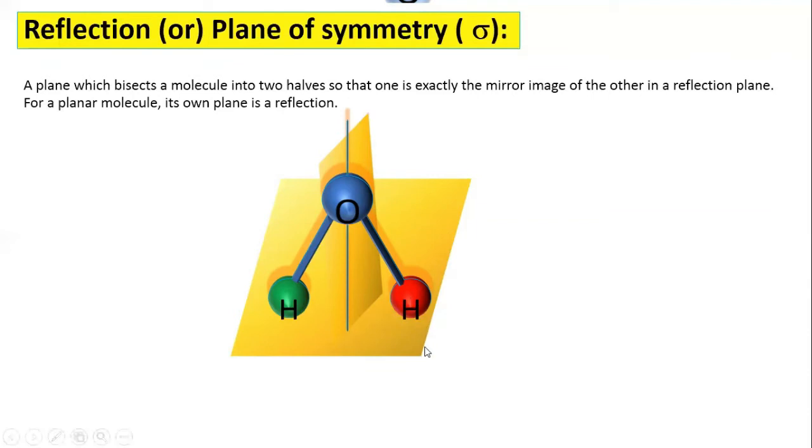And one more option is that the mirror plane can be kept just over the planar molecule. If you keep the mirror plane there, then the reflection happens in such a way that the planar molecule has its own reflection. We'll see in the coming slides.